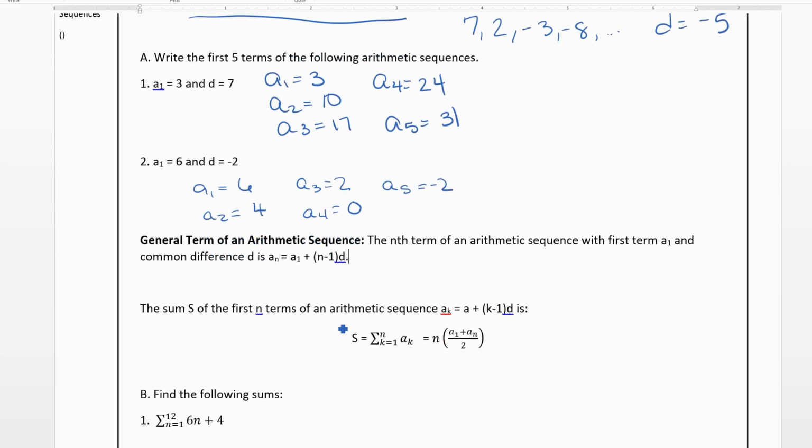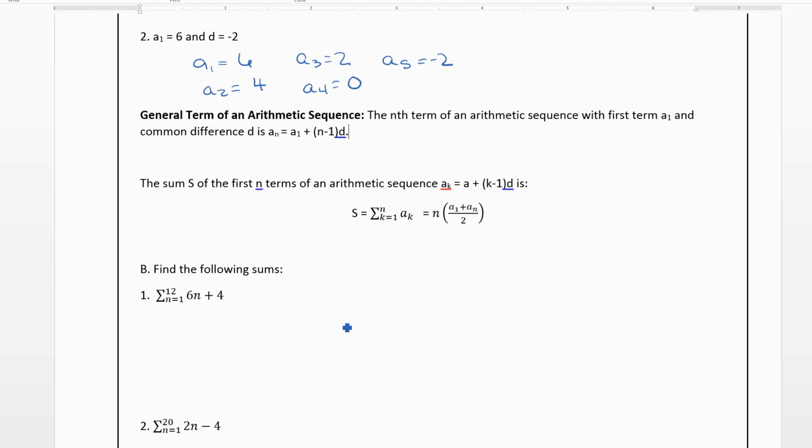Okay. Now, to be able to write the formula, and this is what we did kind of on that last one, we were trying to write something in summation notation. The nth term of an arithmetic sequence with the first term a1 and common difference d, an is a1 plus n minus 1 times d. Okay, so you may find that formula helpful at some point. And then we also have a formula to find the sum of the first n terms. So the sum of the first n terms of an arithmetic sequence, you get this little formula.